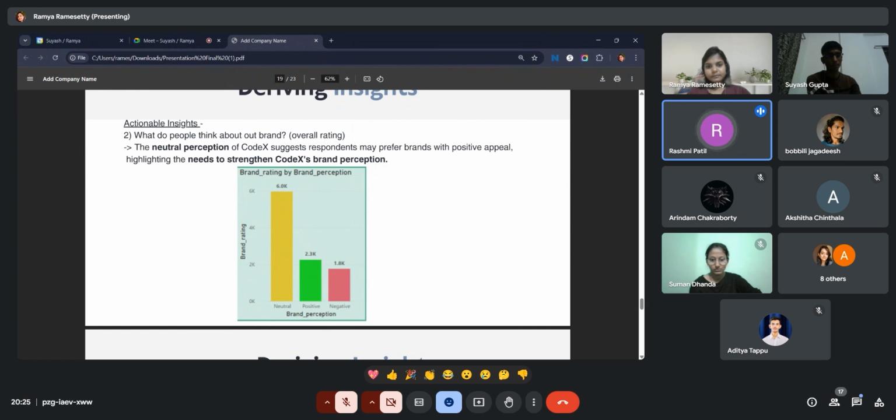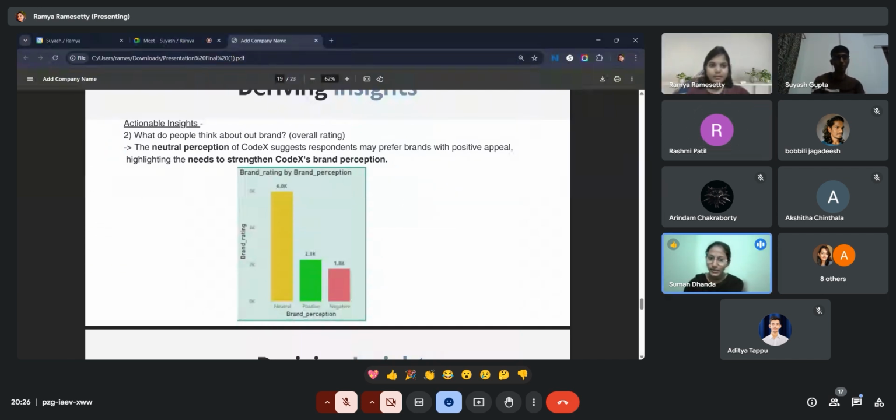Maybe advertise it in a very different way to change the customer's mindset, like how a particular drink is advertised as a healthy drink, or maybe catering to some other category of people. Because I don't see much percentage difference between positive and negative, it can turn to negative also. 2.3 and 1.8 is not a very huge difference, and neutral is not at all a good thing for a brand, I guess, in my opinion. I don't know if I'm wrong.